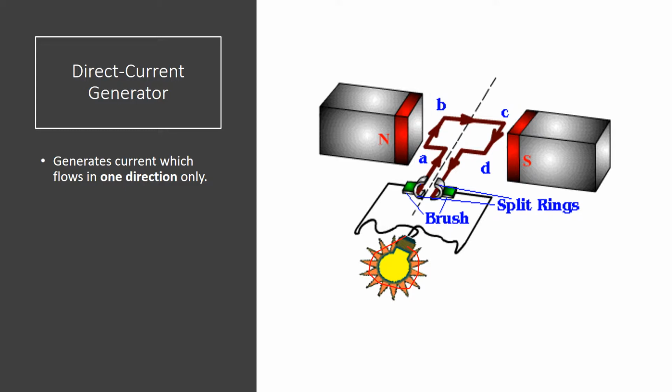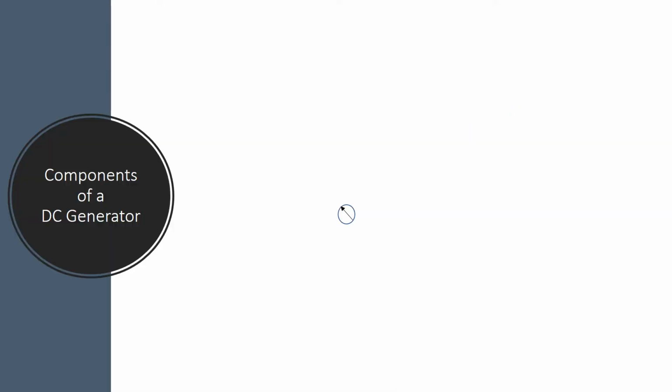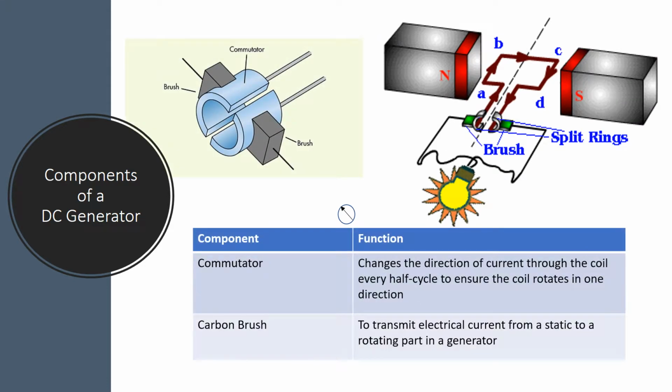But for generators, such as a dynamo, it doesn't have a battery, so it rotates the coil to produce current in the circuit. There are 2 essential components of a DC generator. Firstly is the commutator, which changes the direction of current through the coil every half cycle to ensure the coil rotates in one direction continuously. Every half cycle essentially means a rotation of 180 degrees.